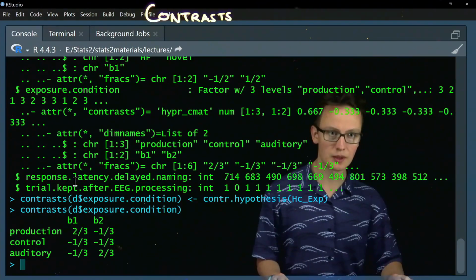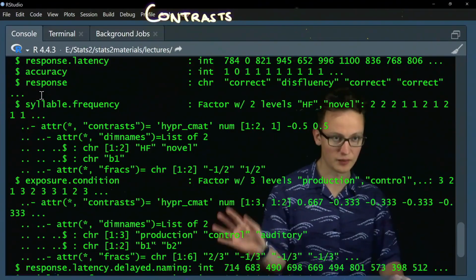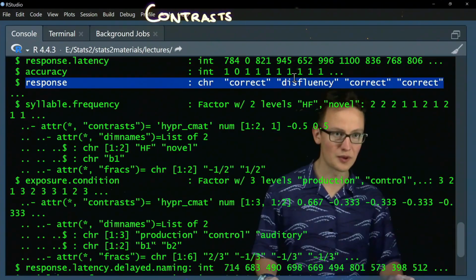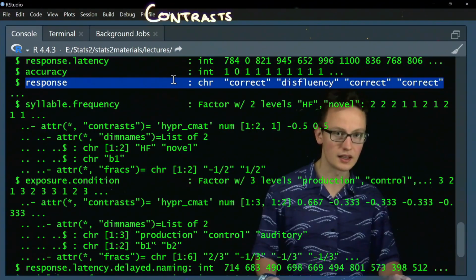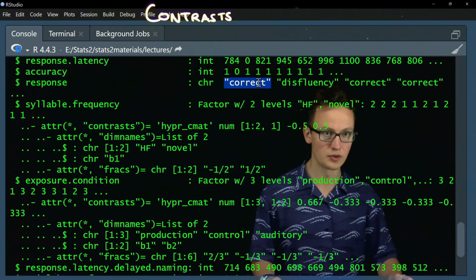One small detail we still want to make sure of is that for the particular research question at hand, for this real data set, we are only interested in the trials where there was a correct response, which is indicated by the response variable having this value, this attribute, correct.